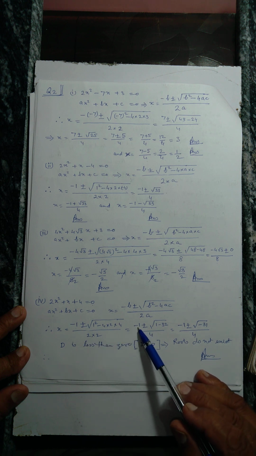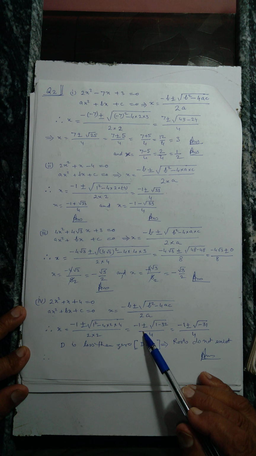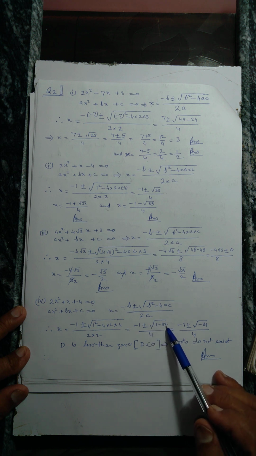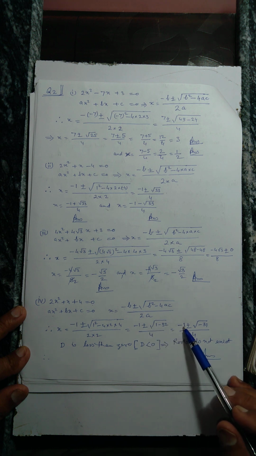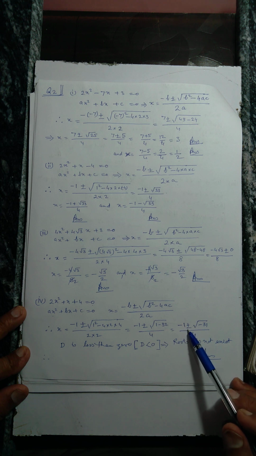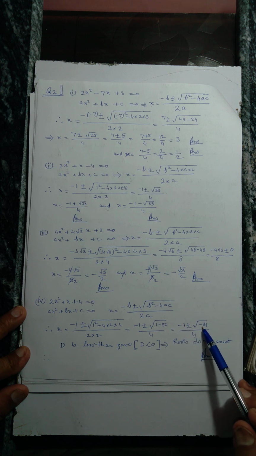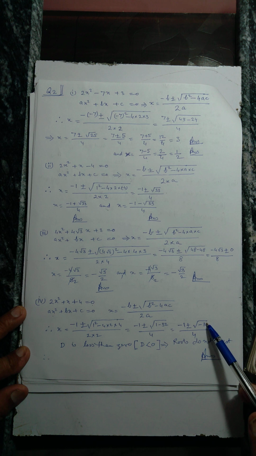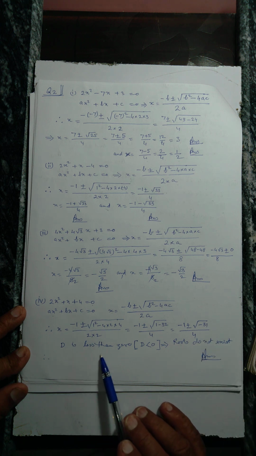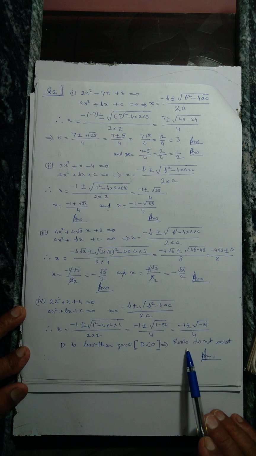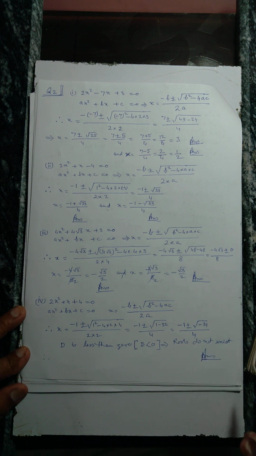So it will be minus 1 plus minus root 1 minus 32 upon 4. Again you see, minus 1 plus minus root minus 31 upon 4. You see the discriminant is negative, so our roots will be imaginary, or D is less than 0, you can say. Here D is less than 0. The roots do not exist.